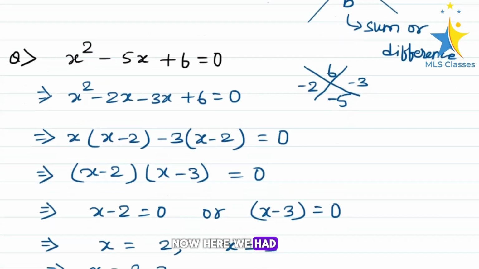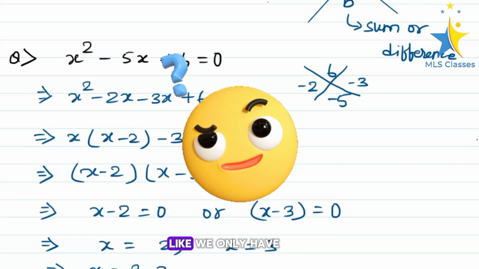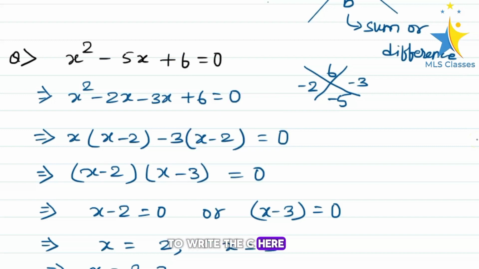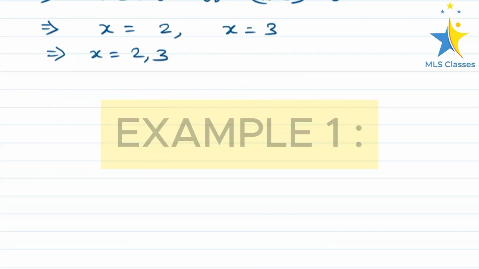Now here a was equal to 1. That's why we got only 6 as the product. But some students get confused, like we only have to write the c here. But always remember we have to write ac. Here a is 1, that's why only c is coming. Now let's take another example.